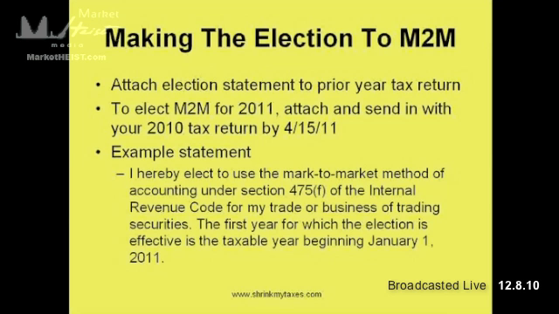An example statement would read something like this: I hereby elect to use the mark-to-market method of accounting under Section 475(f) of the Internal Revenue Code for my trade or business of trading securities. The first year for which the election is effective is the taxable year beginning January 1st of 2011. That's in essence all you have to say to the IRS to inform them that you're making that election going forward.